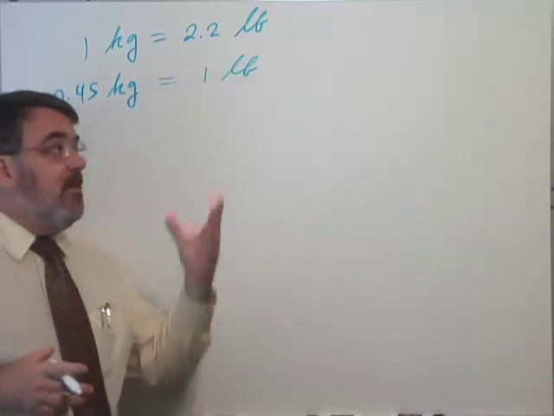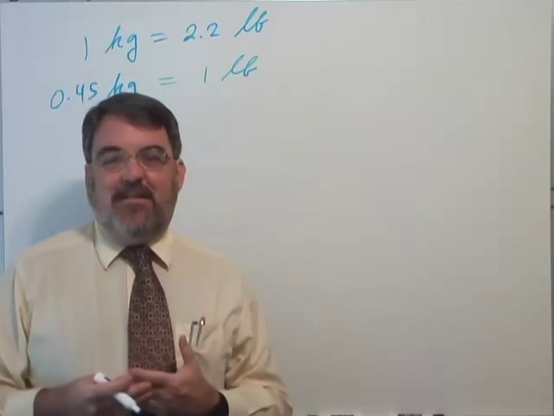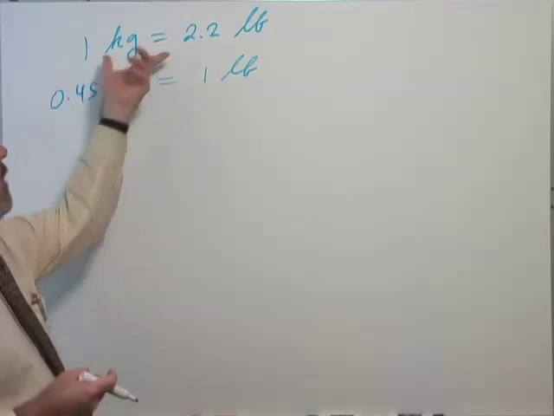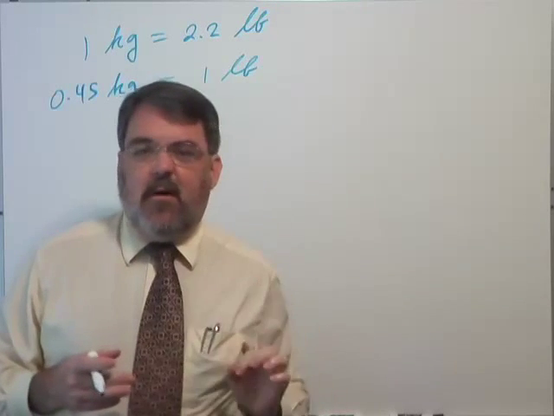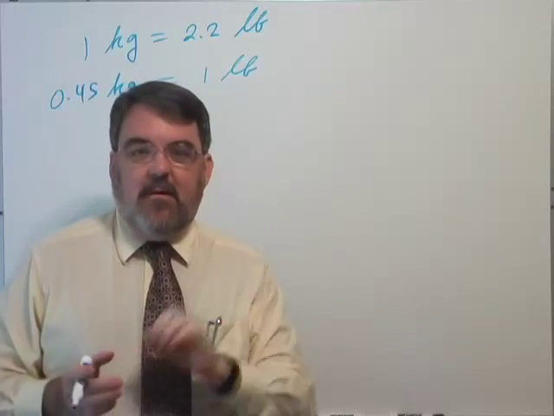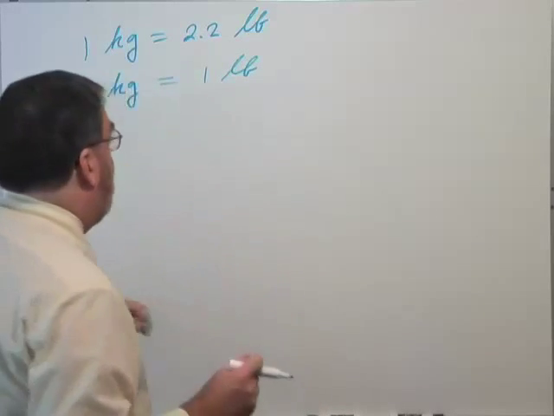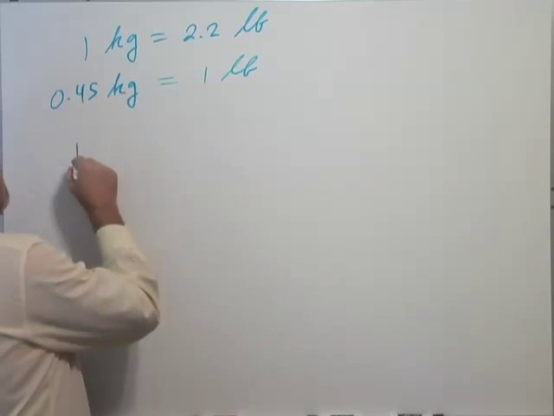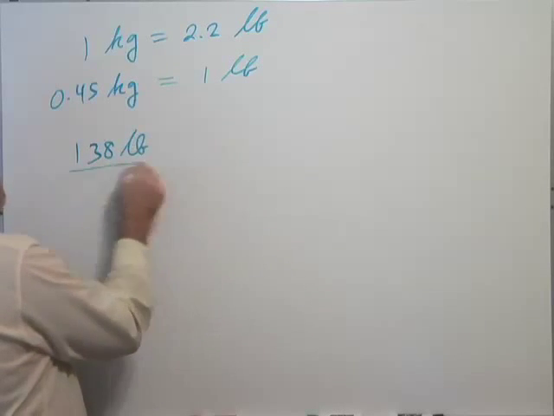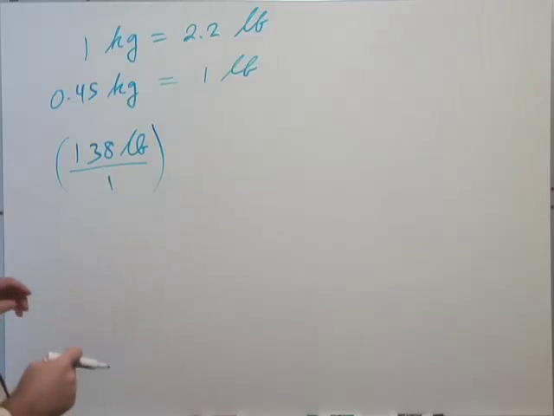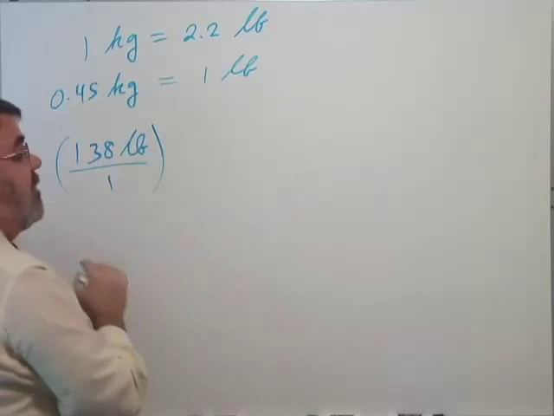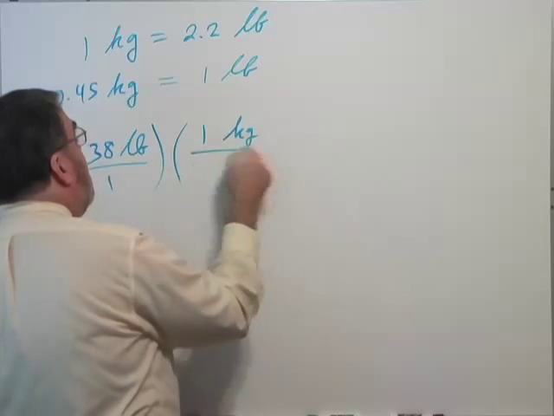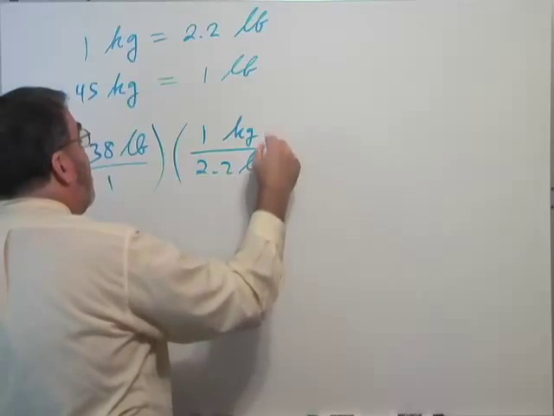The thing to remember is that these are not exactly equal to one another. So the answer you get, for example, if you use this conversion and I use that conversion, is going to be off by a little bit. Not much, but off by a tiny bit. Okay, so to give you an example, suppose a patient weighs 138 pounds. Then to convert this to the metric system, I need to cancel pounds and replace it with kilograms. So my preference is 1 kilogram divided by 2.2 pounds.